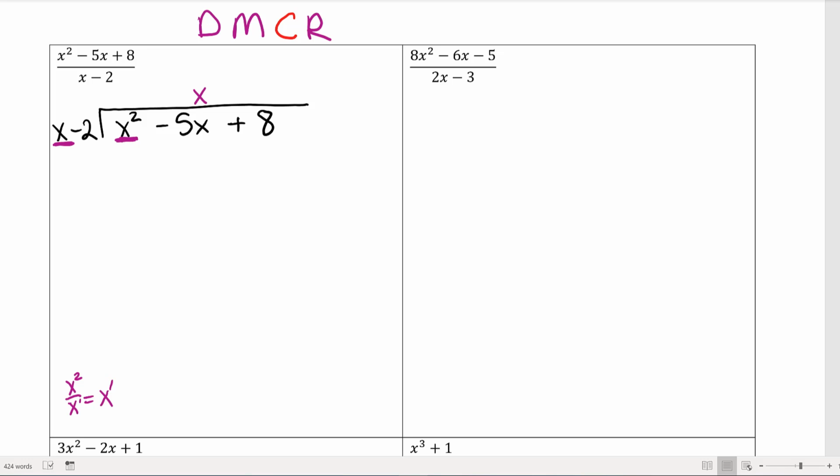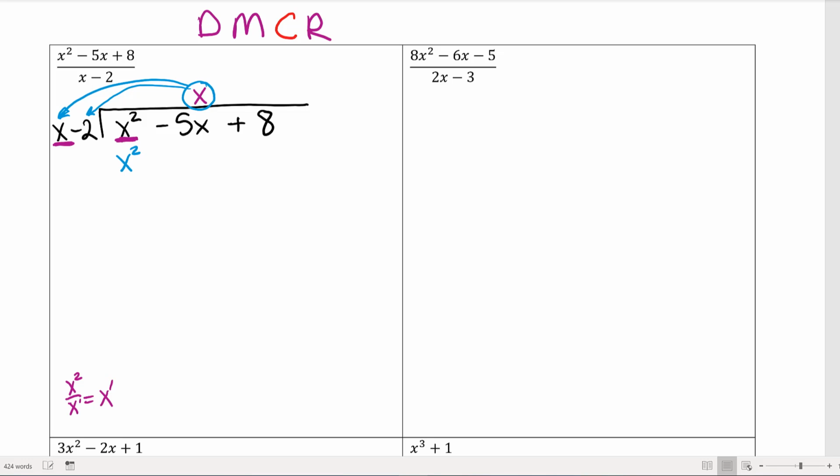Next, my M step says to multiply. So now I'm going to multiply the x here by both terms in the denominator. Notice that when I divided, I only divided the first term of the numerator by the first term in the denominator because that's all I could do. But when I multiply, I actually multiply to both. So we have x times x, and that gets me x squared.